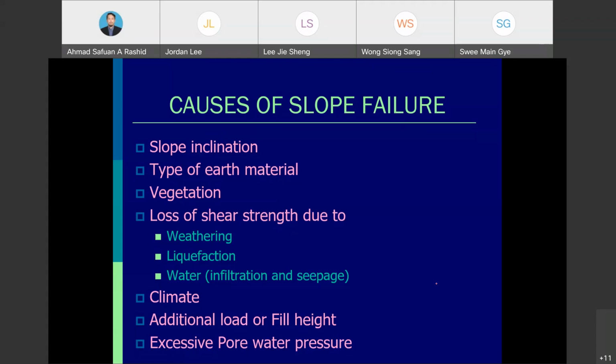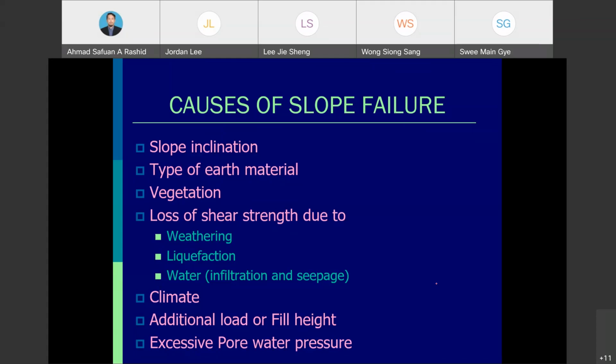For the climate, it depends on the area. For example, if the area has very wet conditions or high rainfall intensity, it can contribute to the slope becoming unstable.